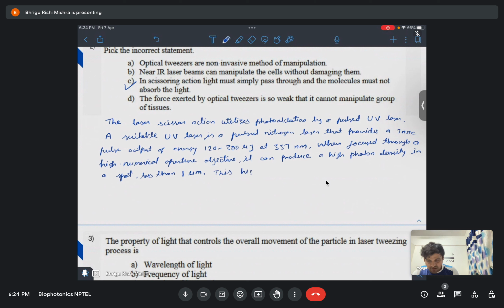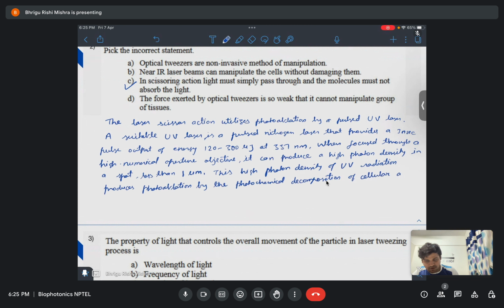This high photon density of UV radiation produces photoablation by the photochemical decomposition of cellular or tissue structures.